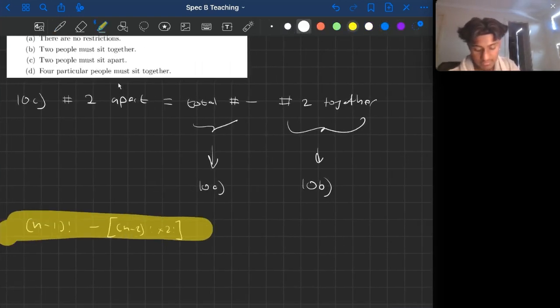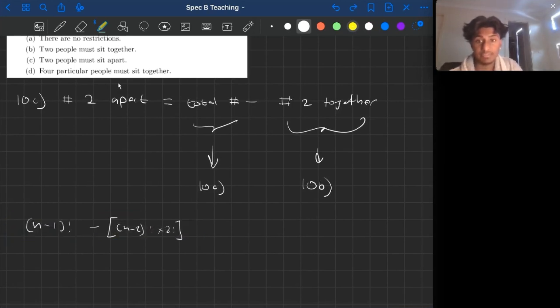This right here is the answer to 10C. Now the last question is 4 people must sit together.